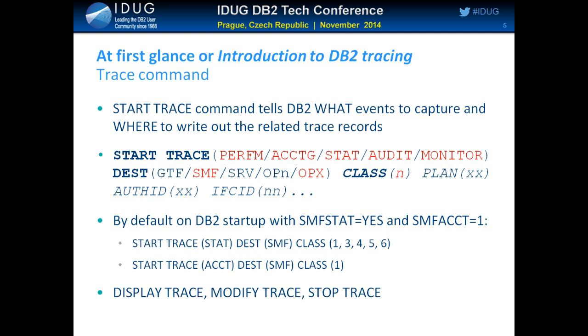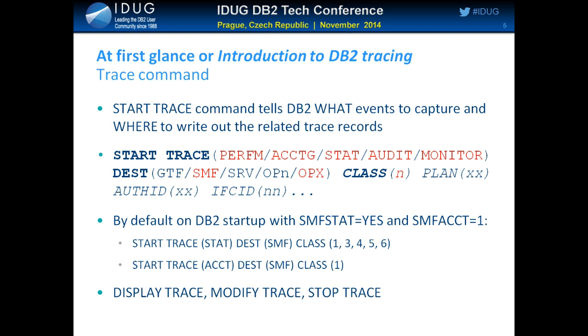And everything starts with the start trace command. If you don't start the trace, you don't get traces. So any monitoring tool under the cover really just starts the traces. The trace command tells Db2 what to capture and where to write it out. So there are two processes, capture and write out. And there is a sample command. The whole syntax you can find in the manual, in the Db2 Commands guide. So basically start trace, then you say what kind of trace you want. It could be performance, accounting, statistics, audit, monitor, and then destination.